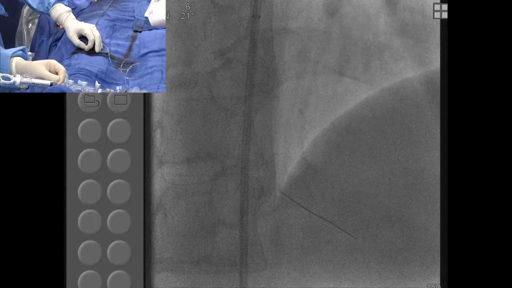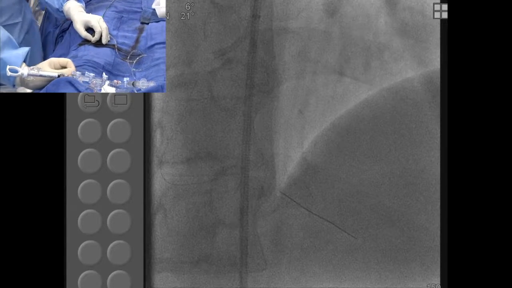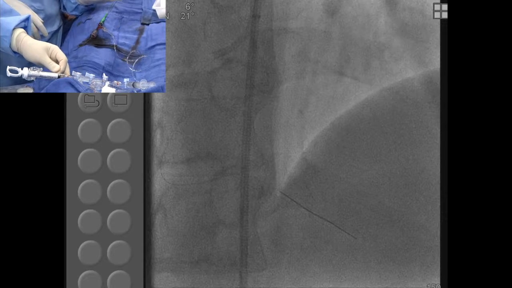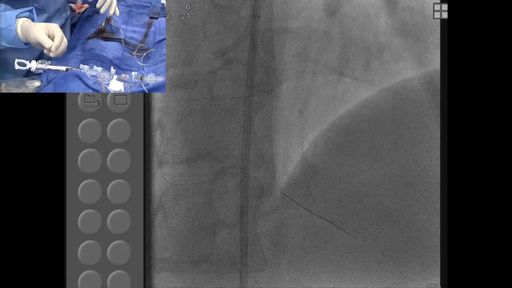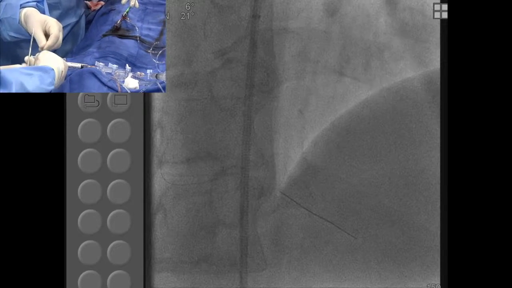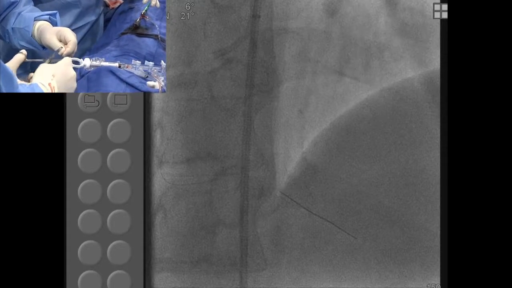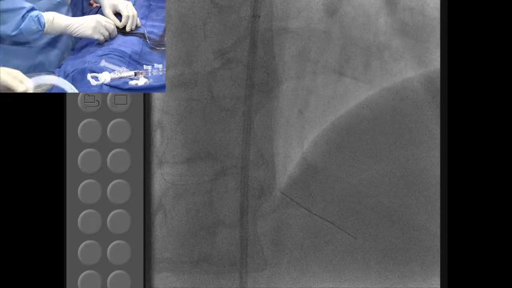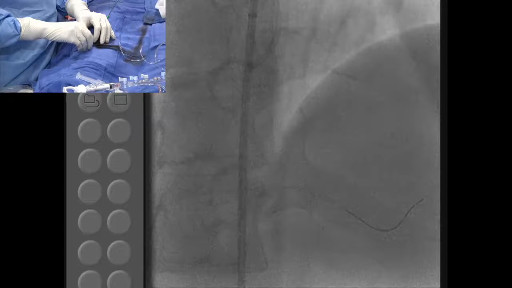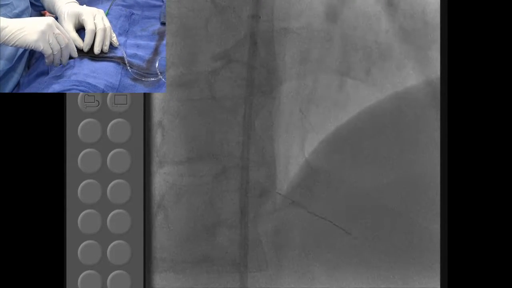Now what you can do is, we have the 300 Fielder, we can cut the wire. Or you can stabilize the wire, that is something you can always do. But anyway, we are ready now. Just going with pre-dilatation? Yeah, we're just going to do a pre-dilation now.